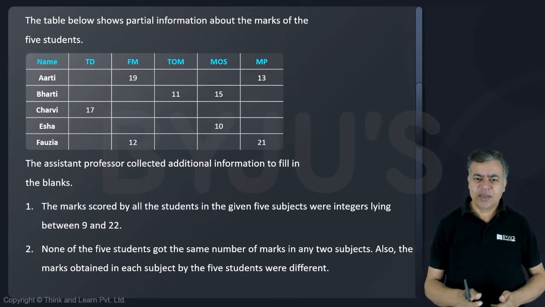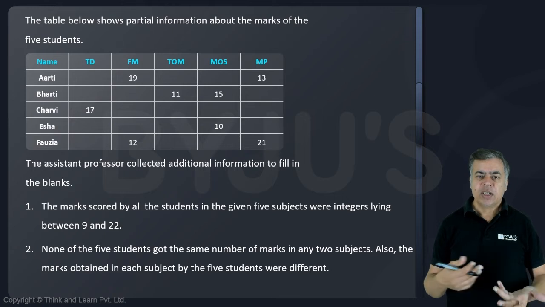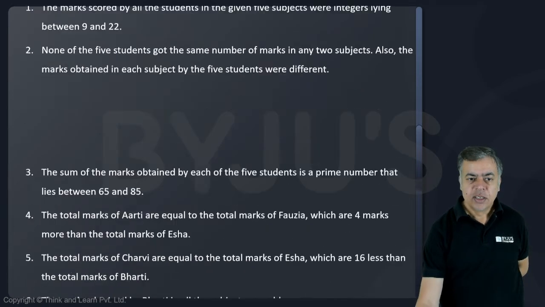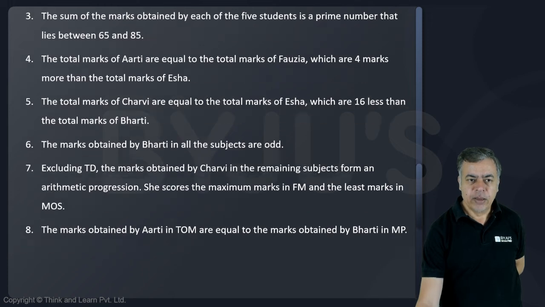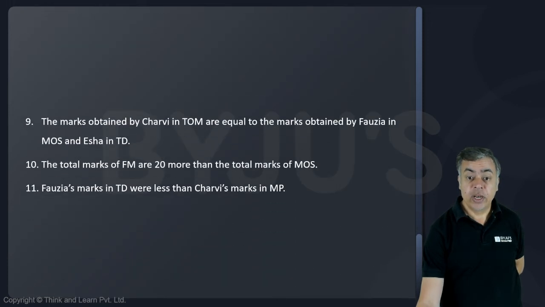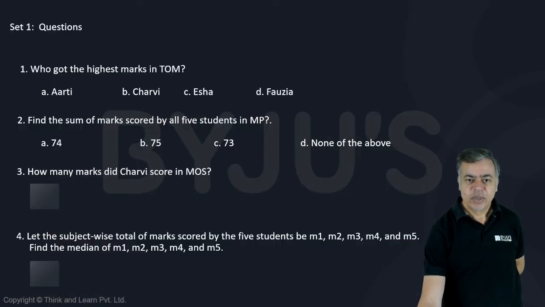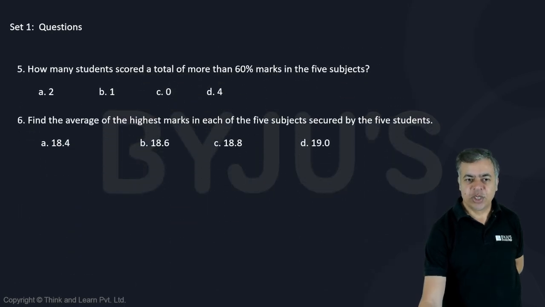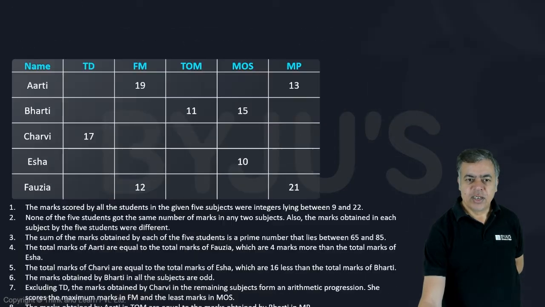So the assistant professor collected additional information to fill in the blanks. Because of that, you will be able to fill those in. So this was the question. There were many instructions, 11 instructions, that is, a set of information. How many questions are there? I think 4 questions. No, 6 questions on the set. So it is worth doing it. Okay, so let's start.